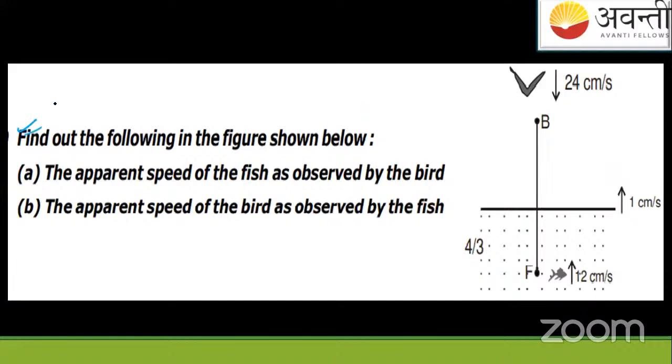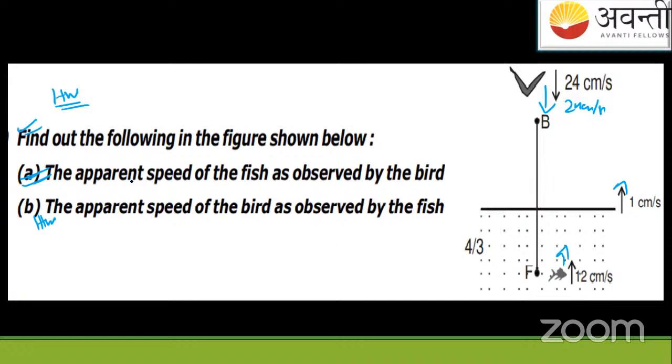Now we'll see a question. I'm giving the second part as homework. Try it out. The first question I'm solving fast, then I will end the class. See, the bird is moving with 24 centimeter per second down like this. And this boundary, the water, just suppose the tank of the aquarium is moving like this with 1 centimeter per second. And the fish inside is also moving with 12 centimeter per second.